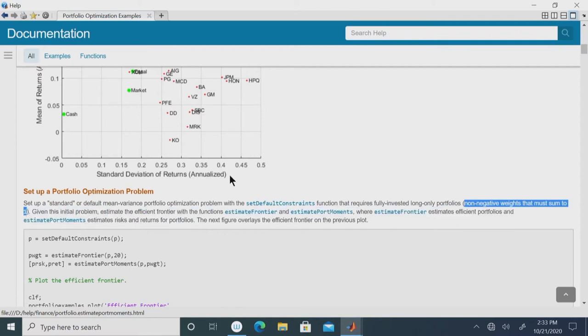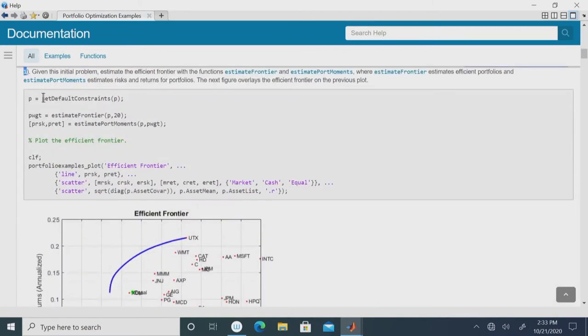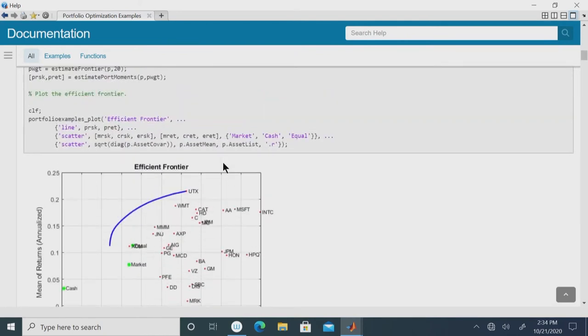So, with this initial problem, the goal is to figure out what is going to be the efficient frontier. Accordingly, we will set the default constraints as I mentioned, all long positions with the sum of weights being equal to 1, and then we estimate the efficient frontier, and then we estimate the portfolio moments of the efficient frontier and store them as the P risk and P return. So, in this case, what does the efficient frontier look like?